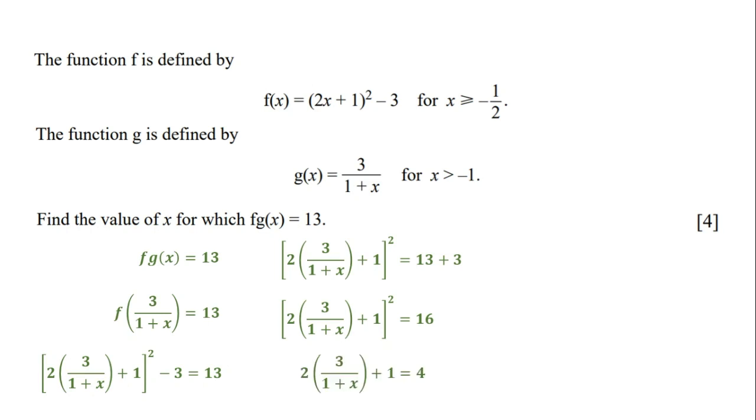Next, I want to remove this plus 1 and move it to the right side, by subtracting 1 from both sides. It will give me 2 times the quantity 3 over 1 plus x is equal to 3. Then I need to remove that 2. Basically, it's being multiplied, so I divide both sides by 2, which will give me 3 over 1 plus x is equal to 3 over 2.